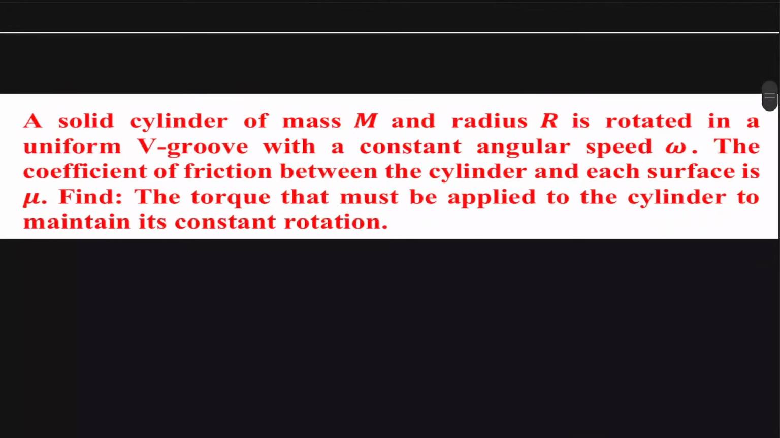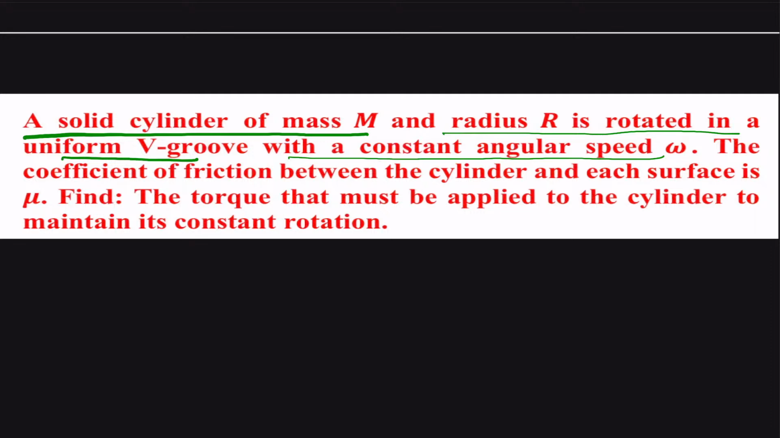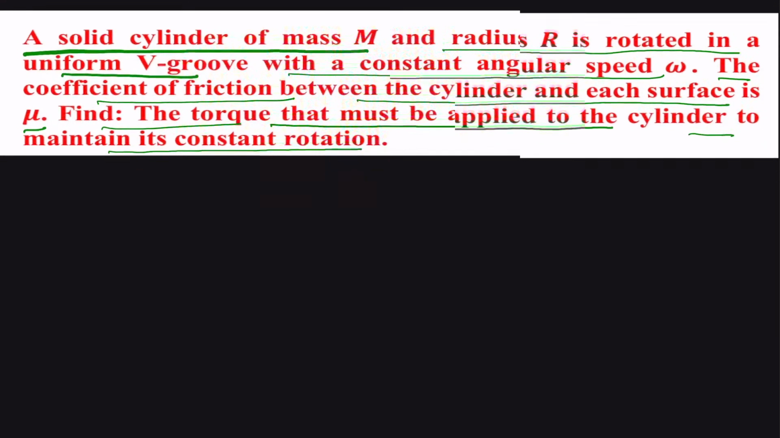We come to the next question, and it states that a solid cylinder of mass m and radius r is rotated in a uniform V groove with a constant angular speed omega. The coefficient of friction between the cylinder and each surface is mu. Find the torque that must be applied to the cylinder to maintain its constant rotation.